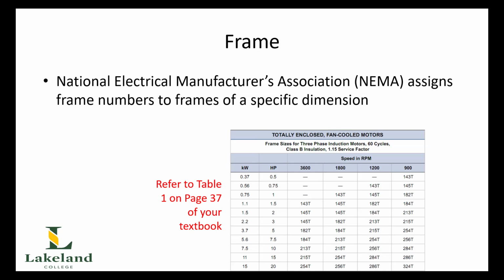213T. So now you know what frame size you need to order from a manufacturer's catalogue if you're trying to find a motor that will satisfy those ratings. Now, don't worry too much about horsepower and kilowatts at the moment. They are interchangeable. One's just a metric power rating and the other one is an imperial rating. But that's all frame size is about.